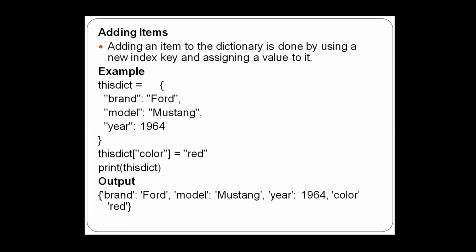Yes, you can add an element to a dictionary, but always remember that when you add an element to a dictionary, you will have to add it only as a pair. So here I add a color and red, where color is your key and red is your value. If you look at your output, this will be added to your dictionary.